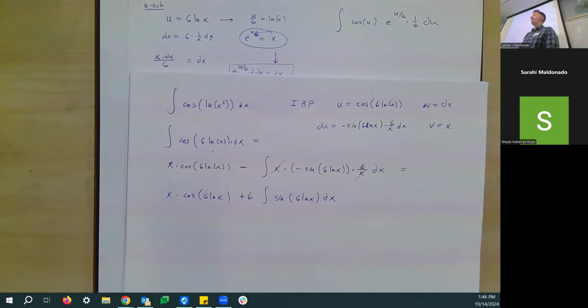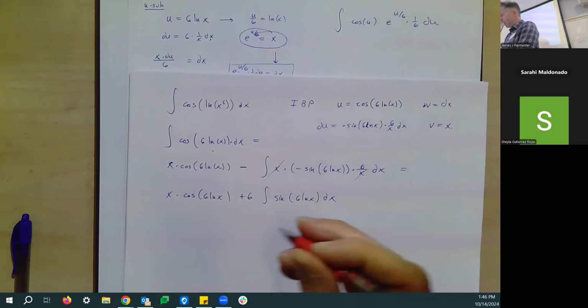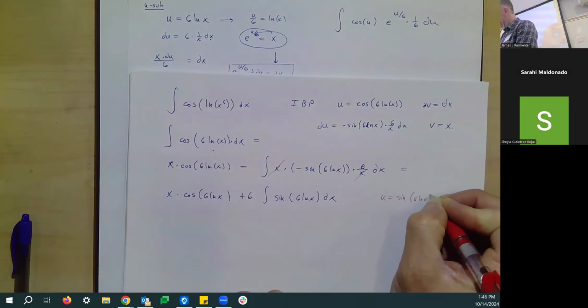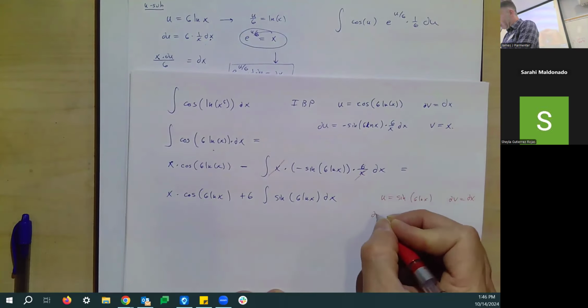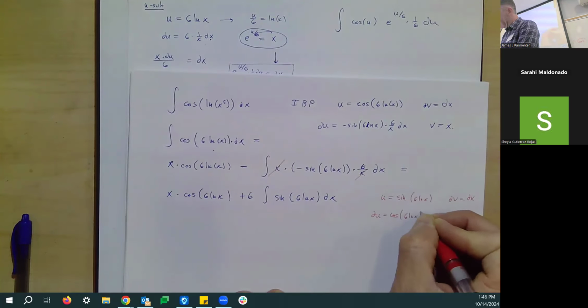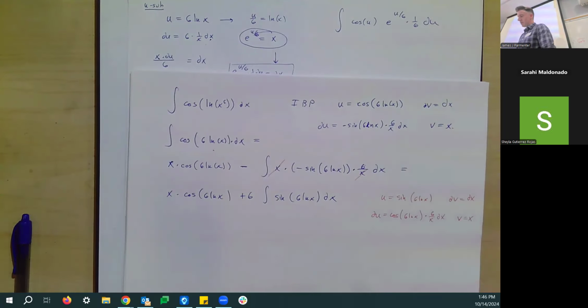Now you do it all again. So now we're going to look at this. We're going to make the same sort of choice. We're going to let u equal sine of 6 natural log of x. My dv is still going to be dx. My du is the derivative of this, which is cosine of 6 natural log of x times 1 over x times 6, or just 6 over x dx. And my v is x once again.